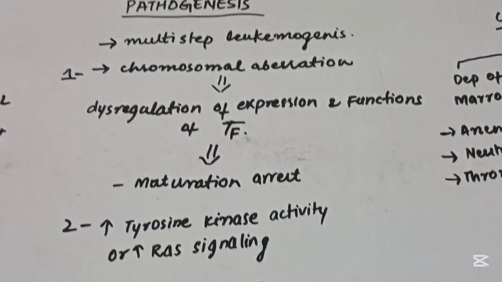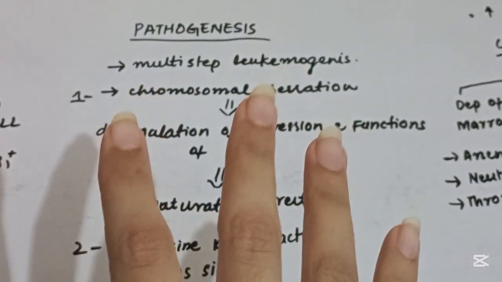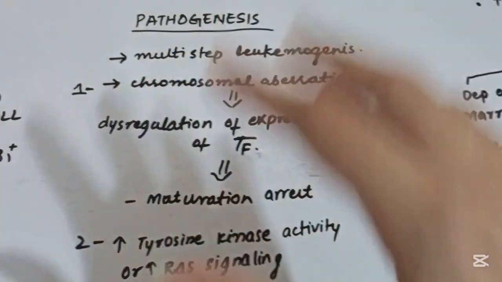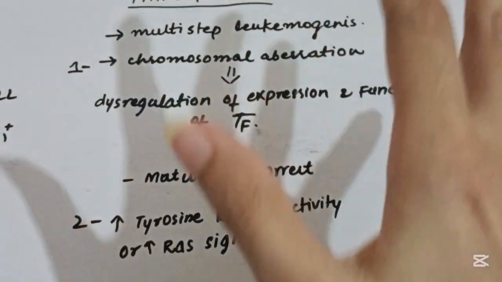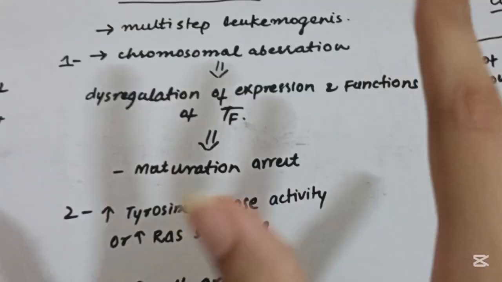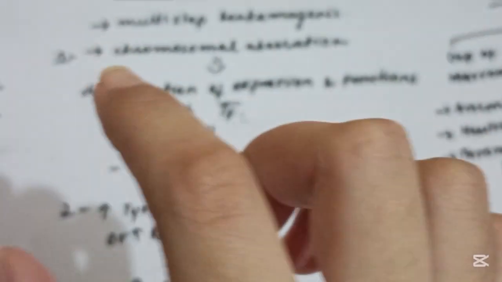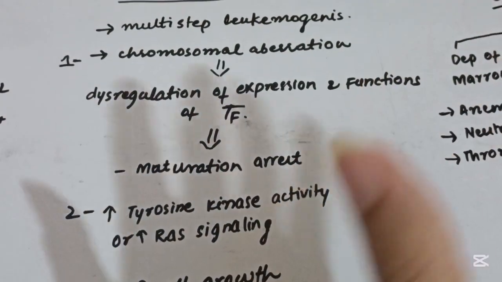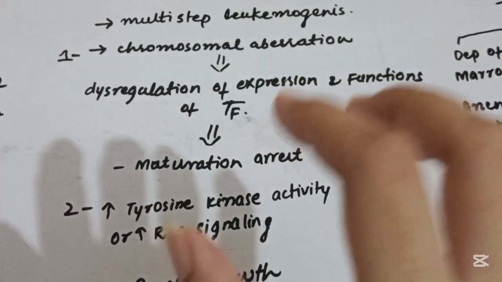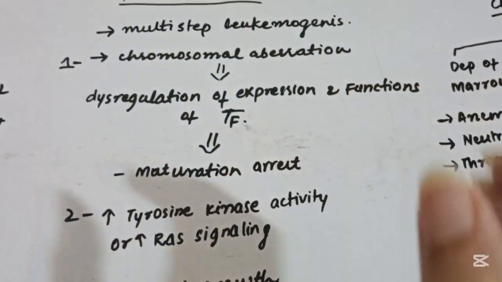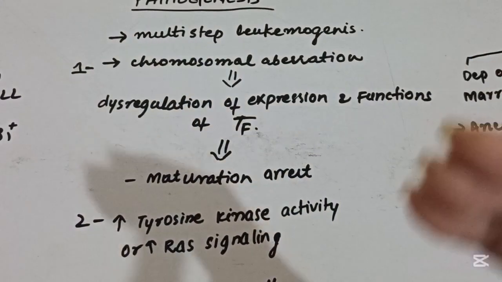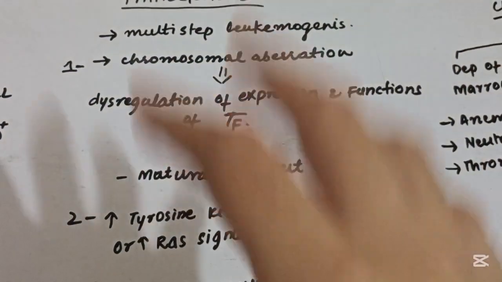Now pathogenesis. The development of ALL is a multi-step process. First we have chromosomal aberration. As a result of that aberration, we have dysregulation of expression and function of transcription factors. These transcription factors are actually responsible for the differentiation of B and T cells.